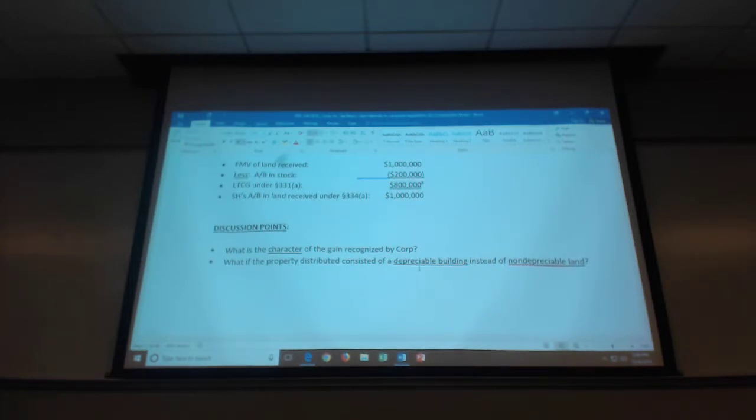Yes, if it were equipment, it's possible that there would be depreciation recapture at the corporate level. And the corporation might not care because it's a C Corp, and it might not matter whether it's ordinary income or capital gain. But it could. The corporation could have capital losses, which can only be offset against capital gain. And if it's a depreciable building, there's a special rule in the tax code.